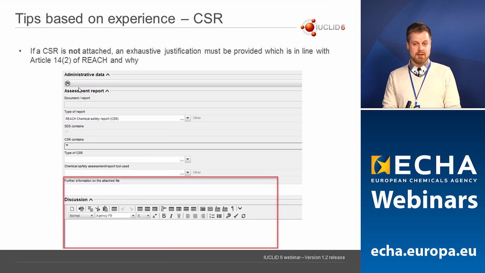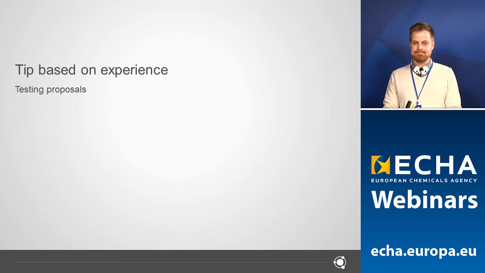If a CSR is not attached, an exhaustive justification must be provided, which is in line with REACH Article 14, in one of the boxes highlighted there. It is also under Section 13. Please also include why it is in line with REACH Article 14.